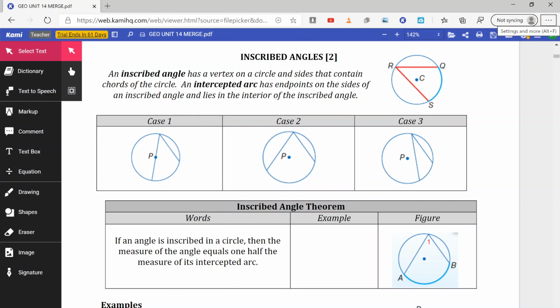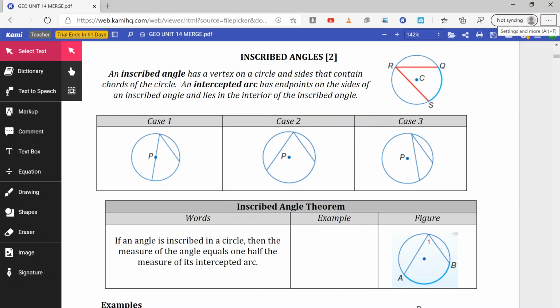The next topic we're going to look at is inscribed angles. Ordinarily, we're used to seeing an angle that starts at a point on a circle, goes to the center, and then goes to another point on the circle. Those are central angles. An inscribed angle is an angle that has a vertex on the side of the circle and contains a chord. An intercepted arc has endpoints on the side of an inscribed angle and lies on the interior of the inscribed angle. So what does this look like?